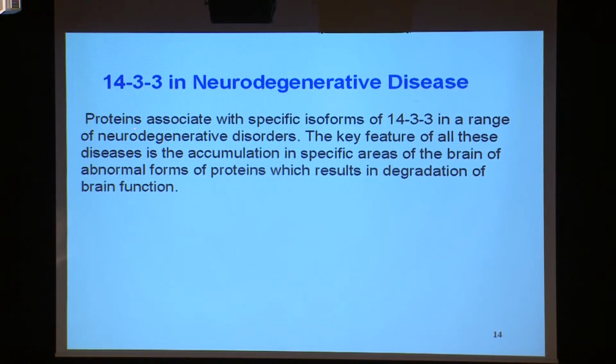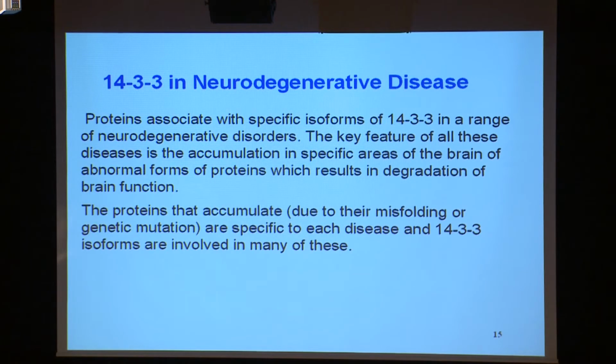Now, as mentioned already, proteins are associated with specific isoforms of 14-3-3. There are about 7 known distinct mammalian forms of this protein, and we'll look at the structure of this shortly. And they're involved in a range of neurodegenerative disorders. And the key feature, as I say, is the accumulation of these proteins in specific areas of the brain. And in many cases, these are involved with 14-3-3 proteins. The proteins that accumulate are specific to each disease. They're not related to each other, but the feature they have in common is that 14-3-3 proteins associate with many of those.